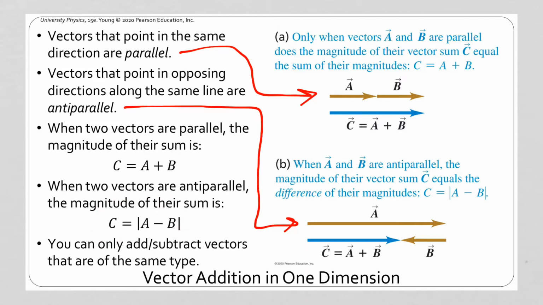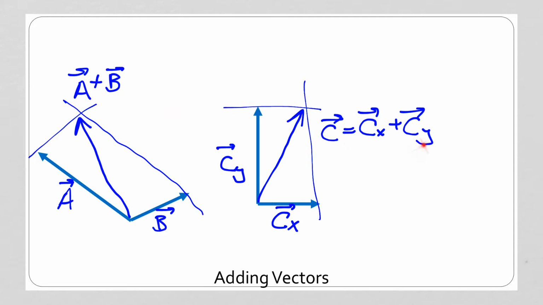So we can go back to this idea of breaking every vector up into two vectors. If we break every single vector up into an x and y vector, a horizontal and a vertical vector, then all of the horizontal vectors will all be parallel or anti-parallel with one another, and we can simply add or subtract them. All of the vectors in the y direction will all be parallel or anti-parallel to other y direction vectors, and we can simply add or subtract those as well.